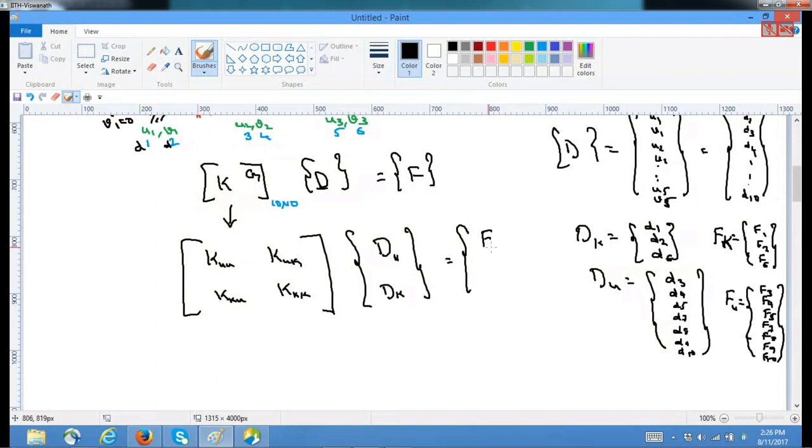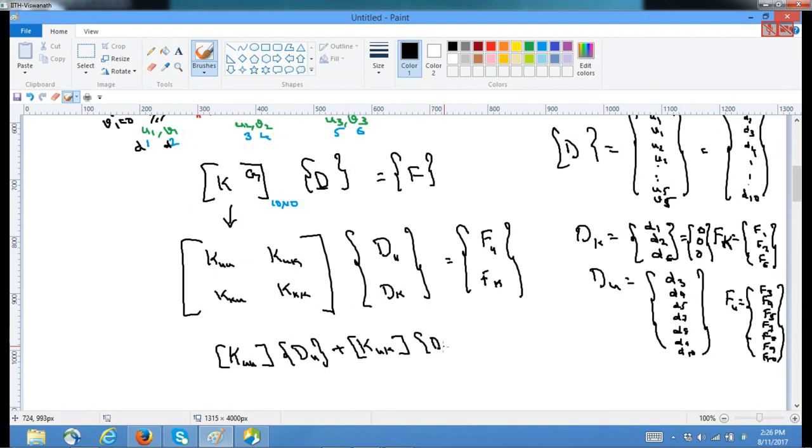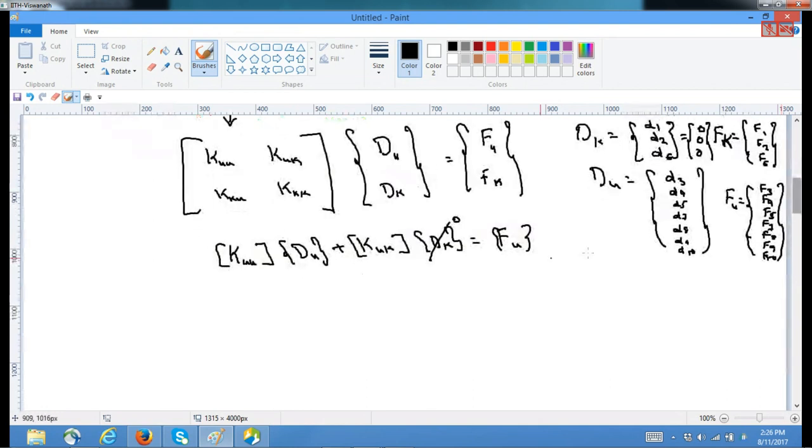So I can write it as fu, fk. But we know that dk is nothing but all zeros, because u1 is 0, v1 is 0 and v3 is 0. So anyway these are all 0, so this multiplied term will be 0. Let me write it down for your convenience: Kuu into du plus Kuk times dk is equal to fu. But since these are all zeros, this term will be neglected, and hence in the last class what I have solved is Kuu du equals fu.